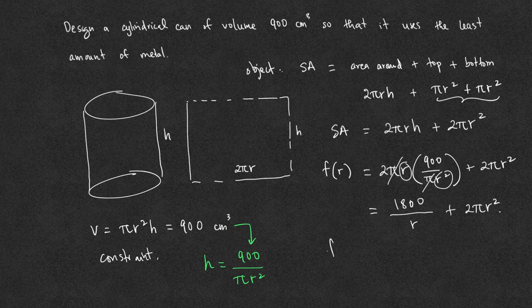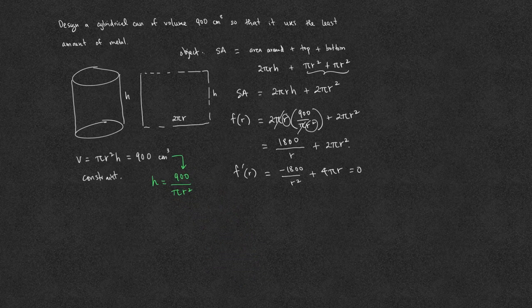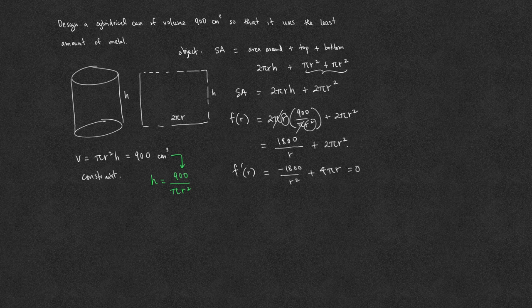We then find the derivative of this function to find any critical number. The derivative of 1800 over r is negative 1800 over r squared. The derivative of 2 pi r squared is 4 pi r, and we set this equal to 0. Solving for r, we move the term negative 1800 over r squared to the right hand side to obtain 1800 over r squared, positive.